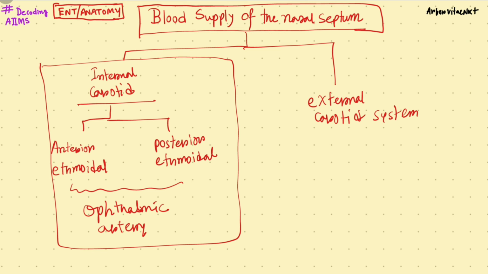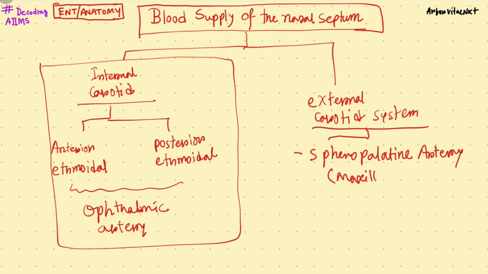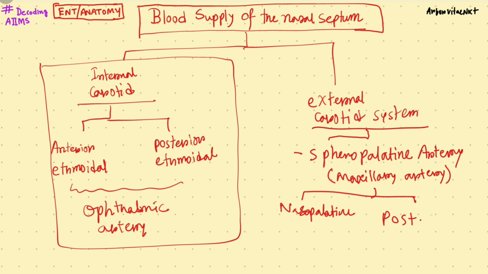Now let's come to the external carotid system. In the external carotid system, there are several arteries. One is the sphenopalatine artery. It is a branch of the maxillary artery, and it further branches into two: one is the nasopalatine branch and the other is the posterior medial nasal branches.